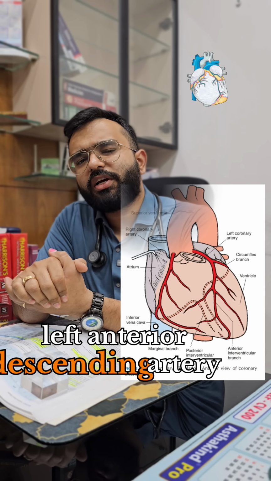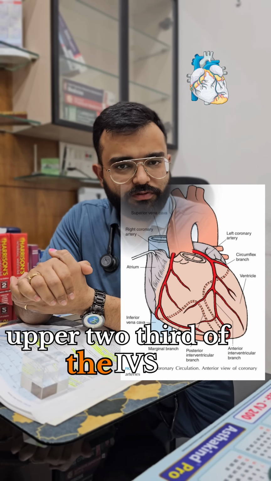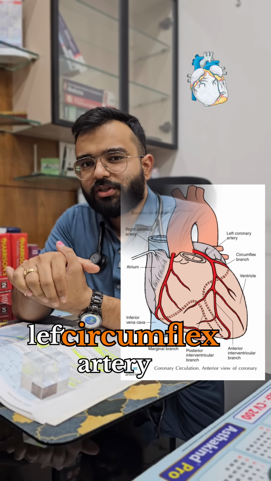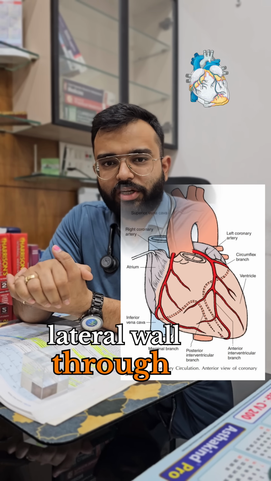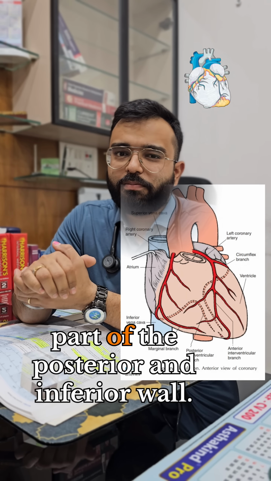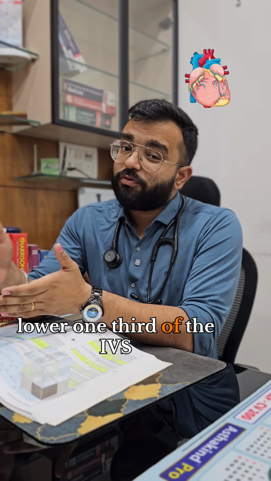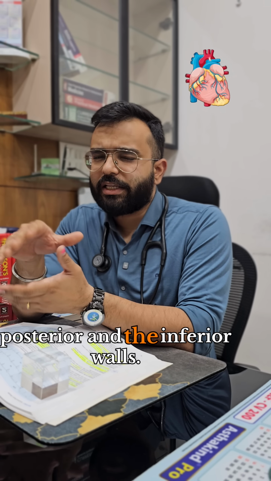The left anterior descending artery supplies the upper two-thirds of the interventricular septum, the anterior wall and a varying part of the lateral wall. The left circumflex artery supplies the lateral wall through marginal branches and a varying part of the posterior and inferior walls. Now coming to the right coronary artery, it supplies the lower one-third of the interventricular septum, the right ventricle and varying parts of the posterior and the inferior walls.